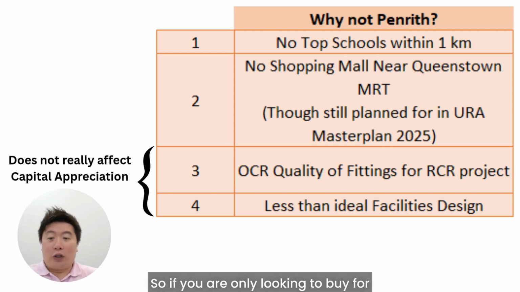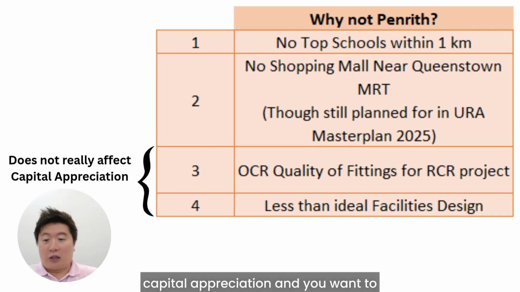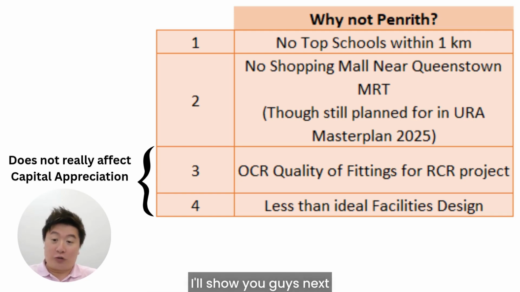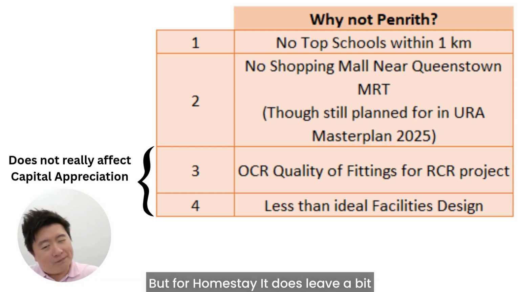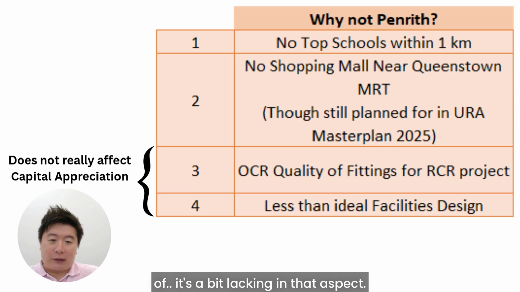So if you are only looking to buy for capital appreciation and you want to sell after 4 years, please go ahead. Penrith is probably the best option. I'll show you next in the PREP framework why I say so. But for homestay, it is a bit lacking in that aspect.